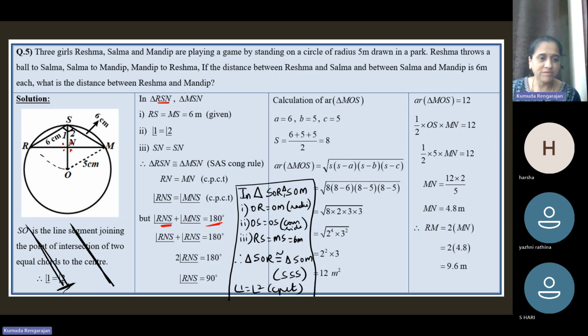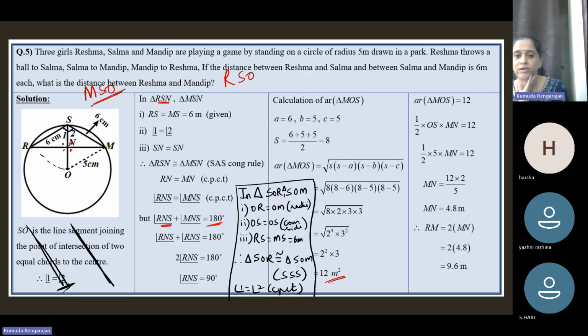Can you see the triangle MSO? You can take any triangle. You can take MSO or you can even take RSO. Now in MSO, you know all the sides. Check. MS is 6. SO is 5, radius. And OM is 5, radius. In this triangle, you know the lengths of all the three sides. So you can find its area using Heron's formula.